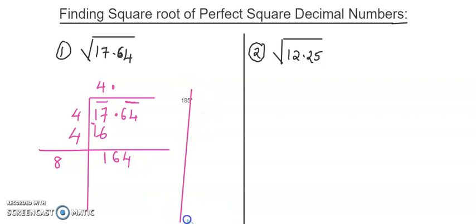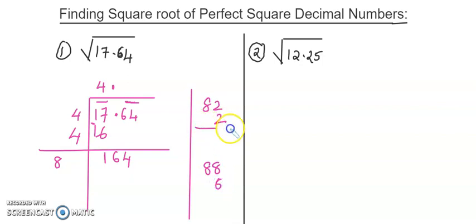Okay. Now the last digit is 4. So either I can go with 82 twos are, or I can go with 88 eights are. So let's check. Which one will work out here? So 82 twos are is 164. Yeah, I got it right. So I don't need this number. So this is twos are, this is twos are, and 164.